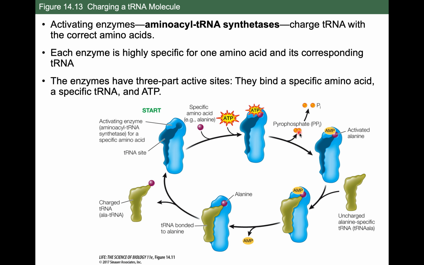It'll remove some of the phosphates from ATP. So we go from a triphosphate down to a monophosphate. That sort of activates the amino acid, so it's ready to be added to the tRNA. Then what we call the uncharged tRNA, just meaning it doesn't have an amino acid attached to it yet, comes in and binds to the enzyme. The enzyme attaches the amino acid and releases what is now the charged tRNA, which is ready to go off and deliver that particular amino acid.